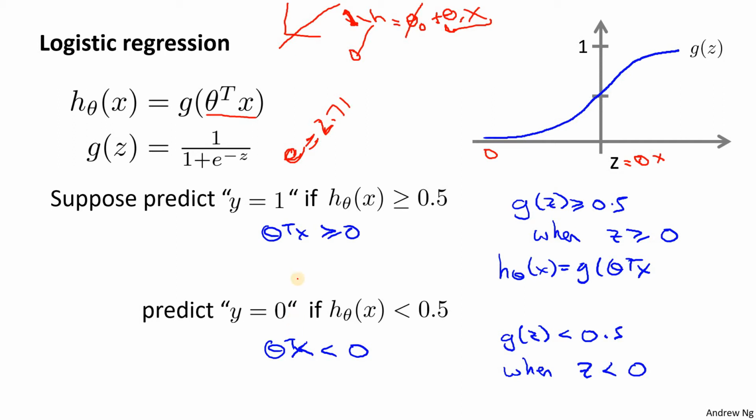Now, one important thing: there is a relation between h and theta x. Remember theta x is the same as z, so I will call this z. So there is a relation between h and the z value. Whenever h is greater than 0.5, practically your z value is greater than or equal to 0. You can test this yourself also. Okay, let's try it.